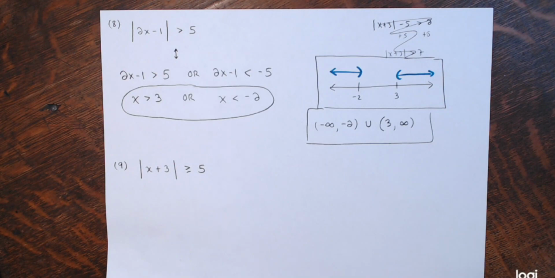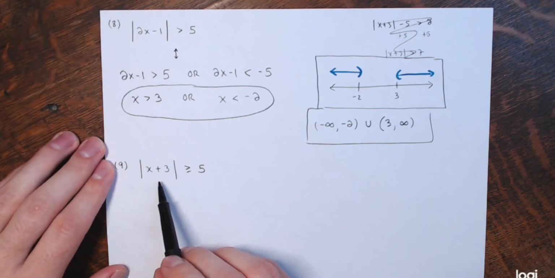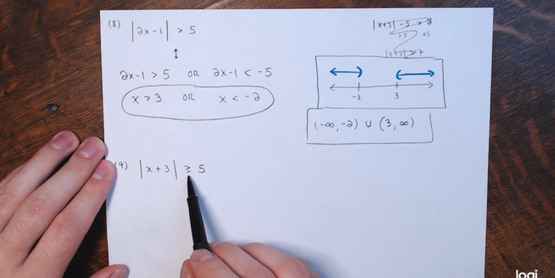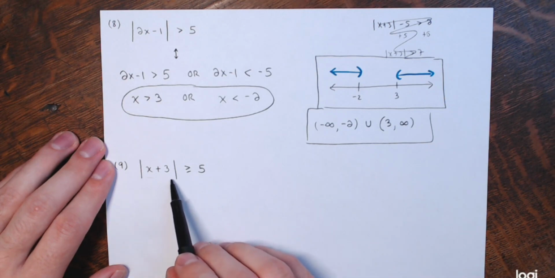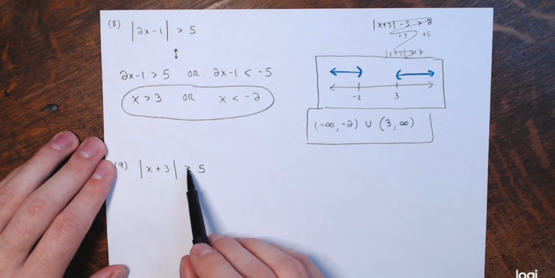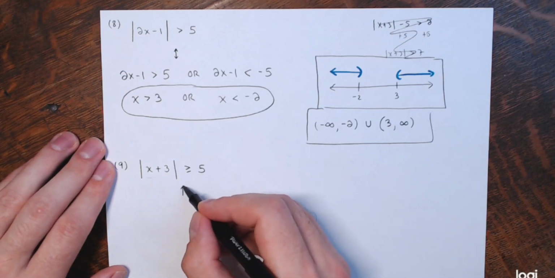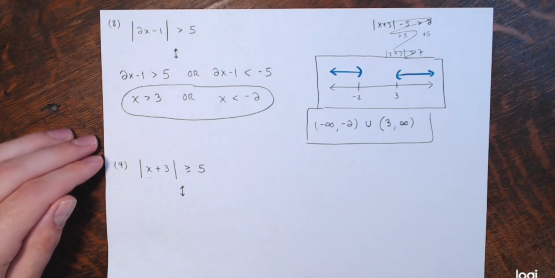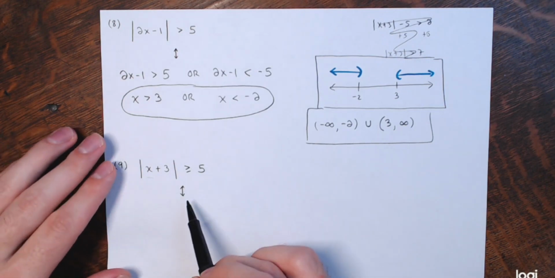Okay, number 9 is pretty similar to number 8. You have the absolute value alone, right? The only major difference is that it's greater than or equal to instead of just greater than. So I got absolute value alone on the left, as we like, is greater than or equal to, and then again some positive number, which makes it interesting. I can use that rule from the first page. Say this is equivalent to the following.